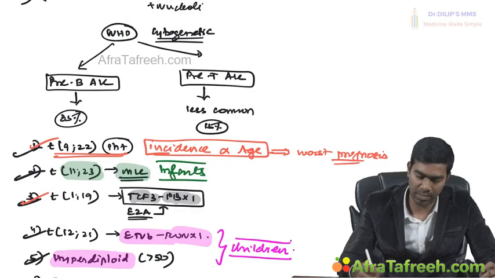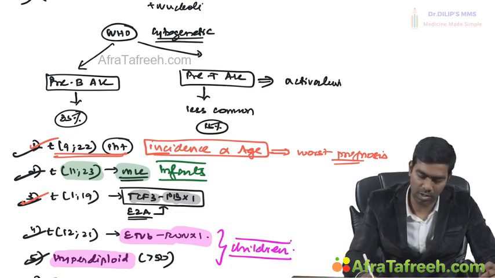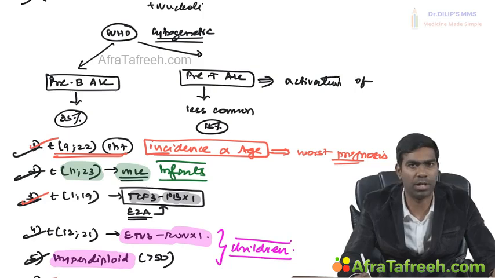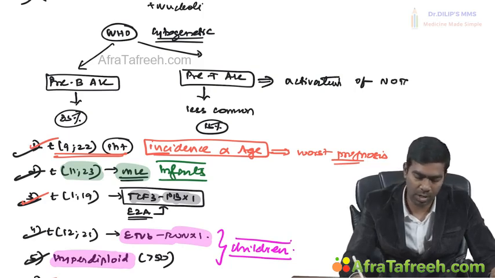And again, if you ask me about T cell ALL, pre-T ALL, most of the pre-T ALL will be due to activation of the NOTCH signaling pathway. I told you NOTCH is very important for commitment into the T cell lineage. That's why many of the mutations in pre-T ALL will result in activation of the NOTCH-related signaling.